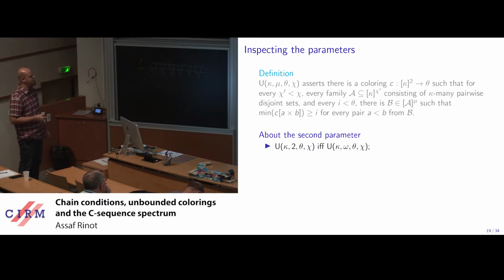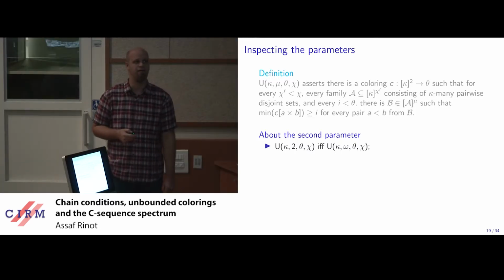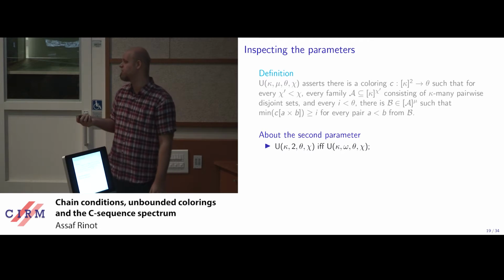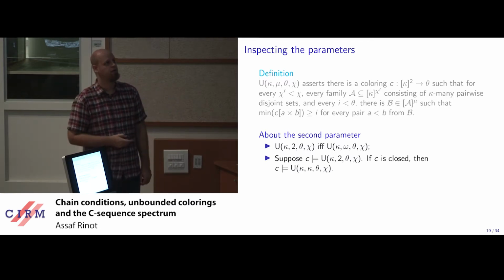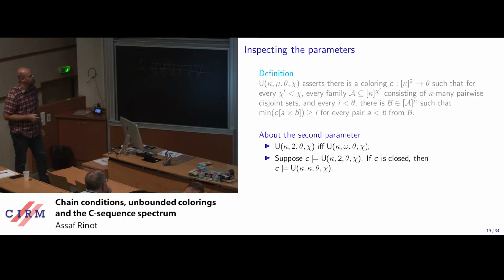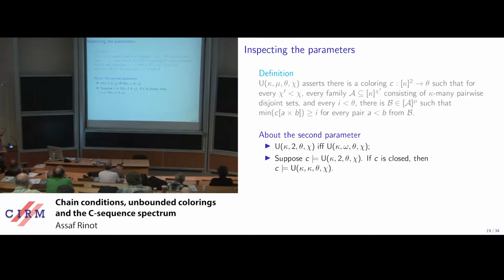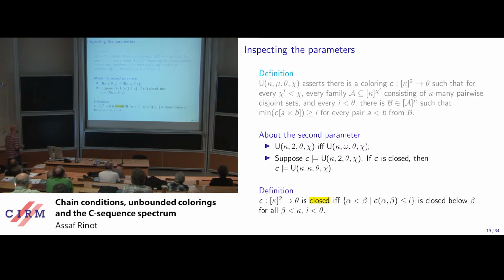If on any family of size kappa you can find 2 elements getting color as high as you like, then you can find infinitely many. This is just an application of Dushnik-Miller. The other thing is that if the coloring witnessing this is a closed coloring, then you can go all the way up from 2 to kappa. What do I mean by closed coloring? I think it's a very natural definition.